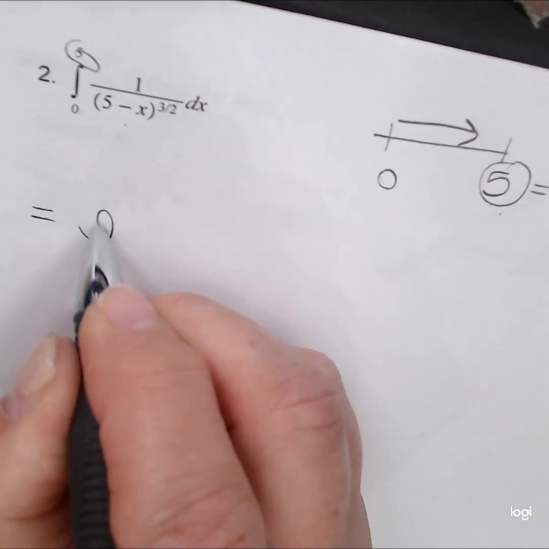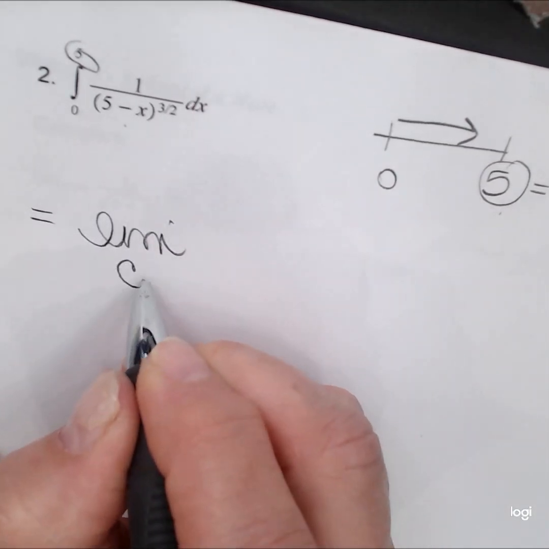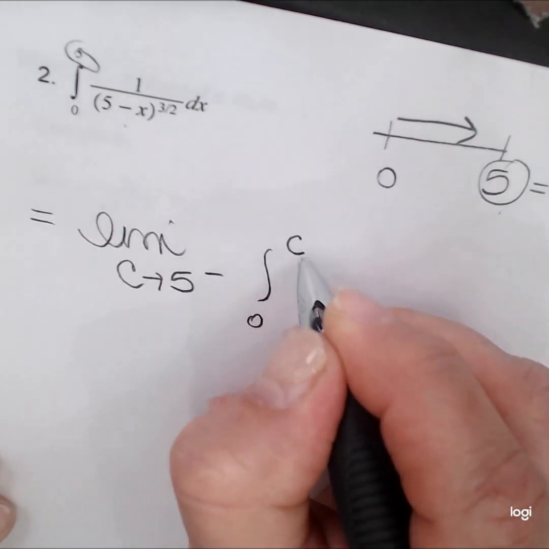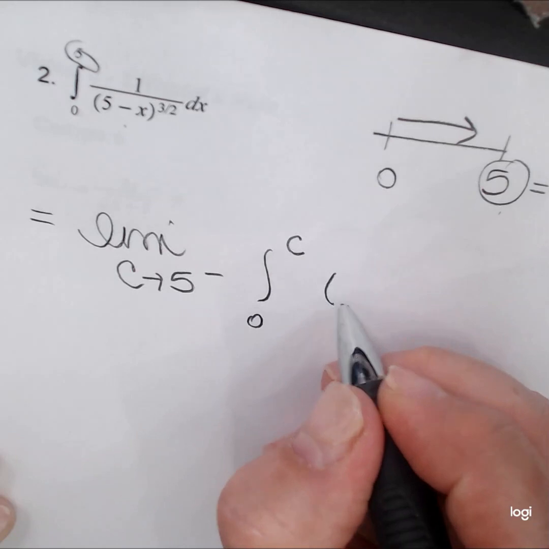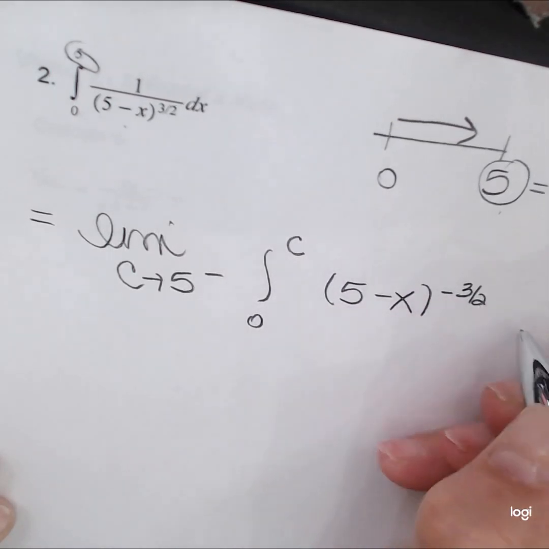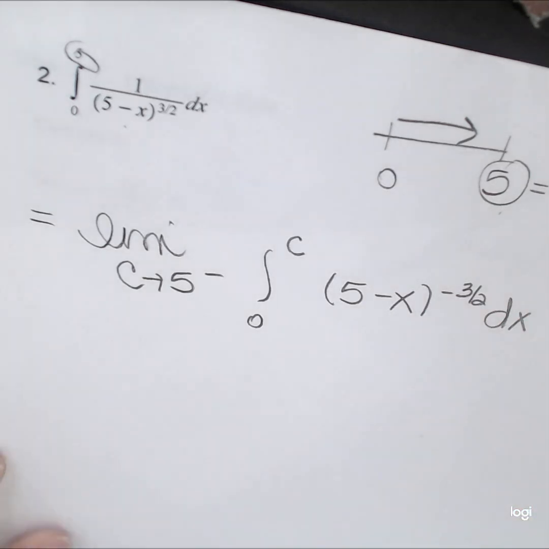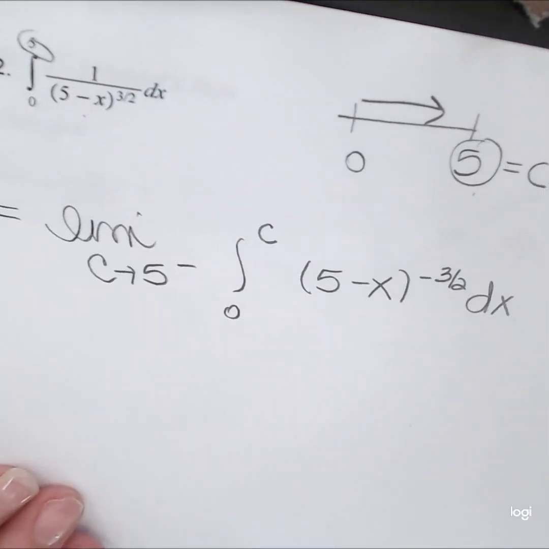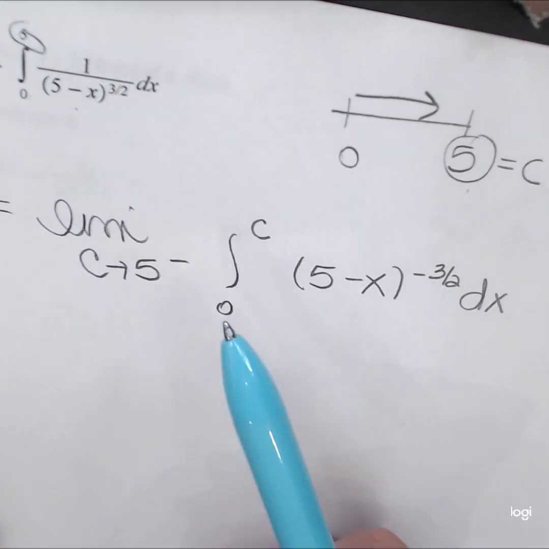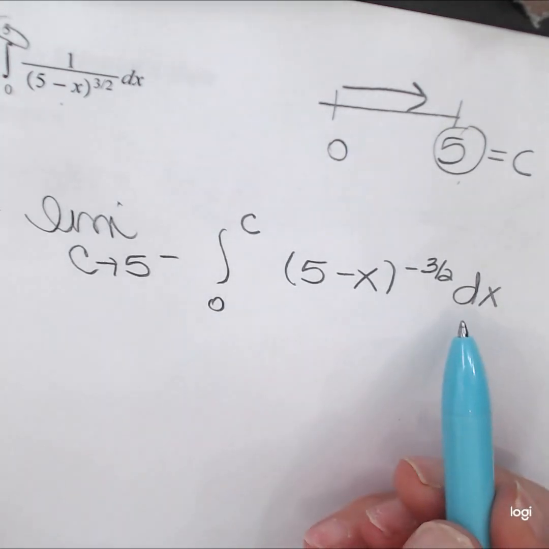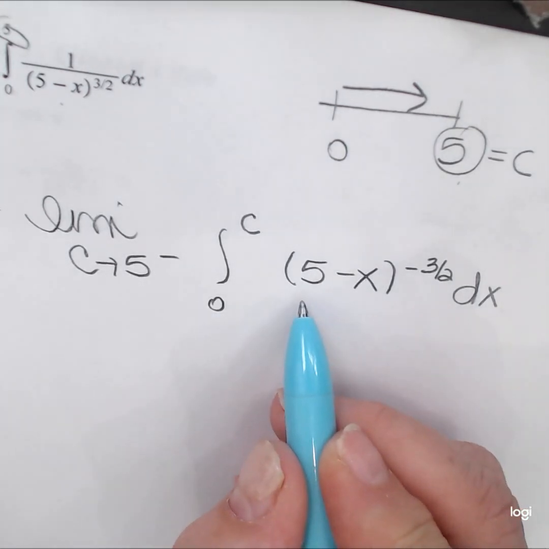So I'm going to rewrite this as the limit as c approaches 5 from the left of the integral from 0 to c, and let me rewrite that integral as simply 5 minus x raised to the negative 3/2 power with respect to x. So again, it's not that I'm memorizing a whole bunch of things in here. I'm just replacing the problem with a c and then approaching it from the right direction. Now again, we have 3 separate pieces to do. We're going to start by doing the integration.